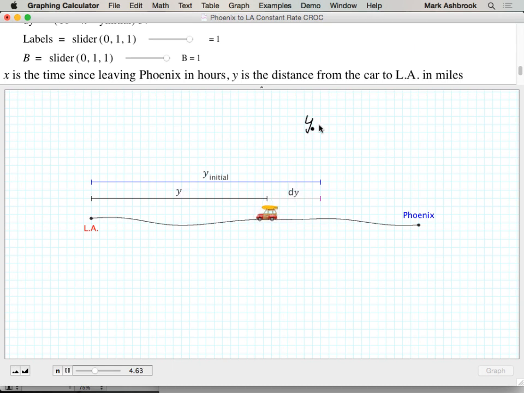What is y final minus y initial? I'm glad you brought that up. That's the change, right? That's the change. So that's that. So what do you notice about this? y final minus y initial is dy.